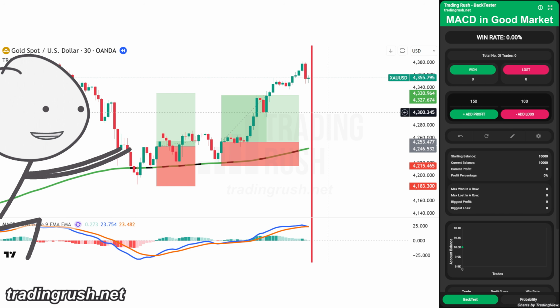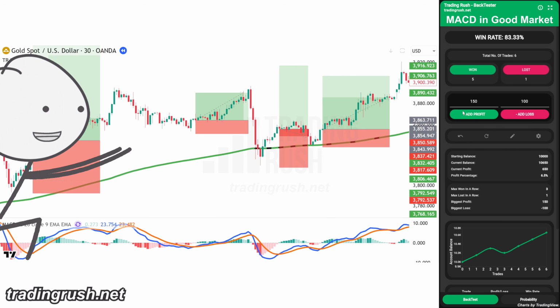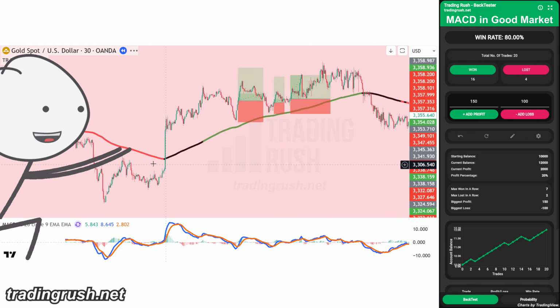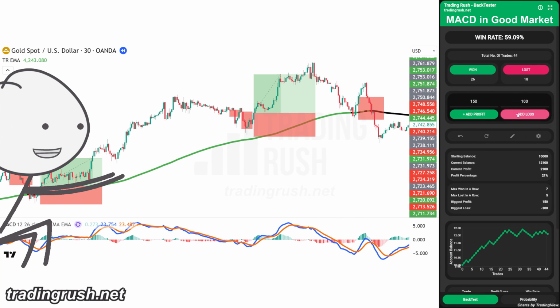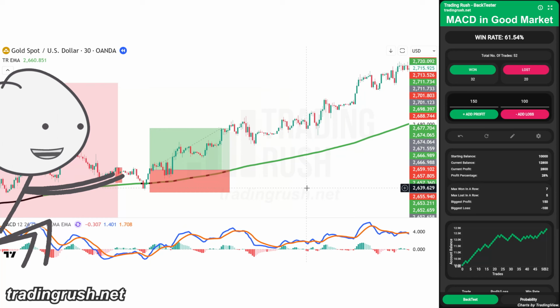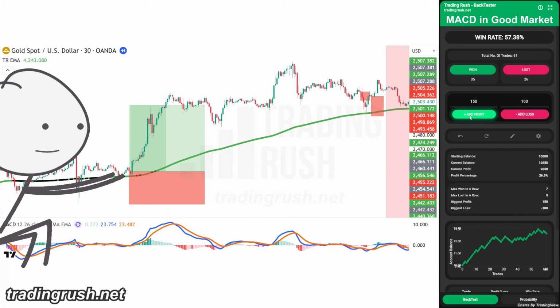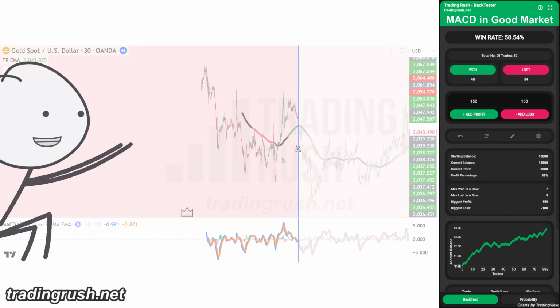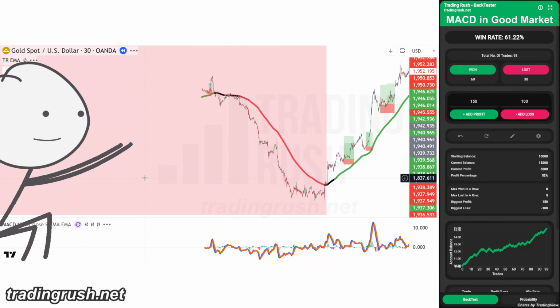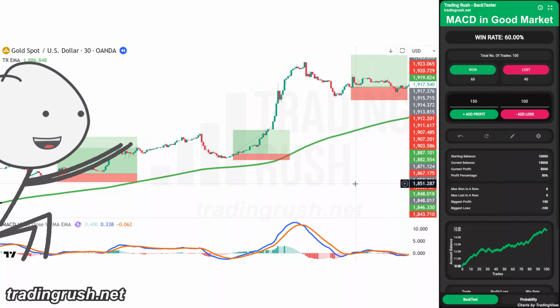First, I took 100 trades in the extremely good market, and here's what happened. Since the MACD trading strategy got a 62% win rate in the previous test, one might think that in an extremely good trending market, the win rate would go even higher. I mean, MACD is a trend trading strategy, so if the trend is extremely good, then the win rate should also be extremely good, right?